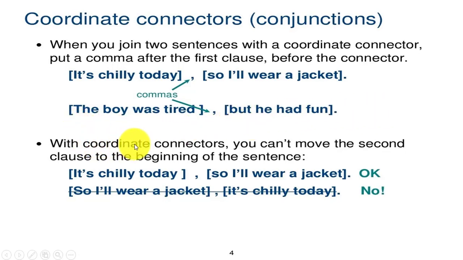With a coordinate connector, you can move the second clause to the beginning of the sentence. Example 1: it's chilly today, so I will wear a jacket. Reversed: so I will wear a jacket, it's chilly today. No, we cannot reverse the clauses because the meaning is different. Yes, the meaning is different.